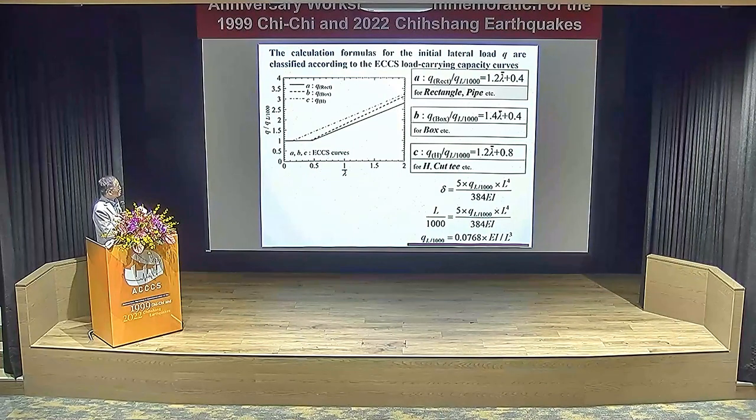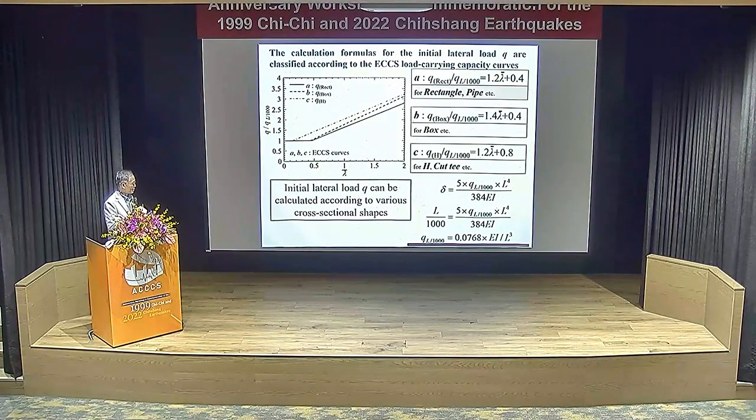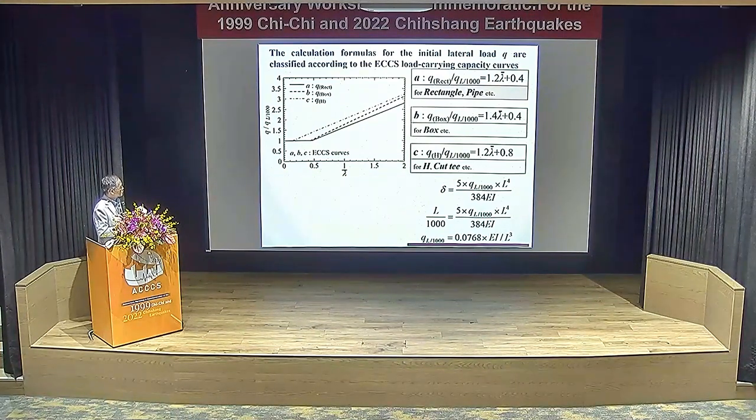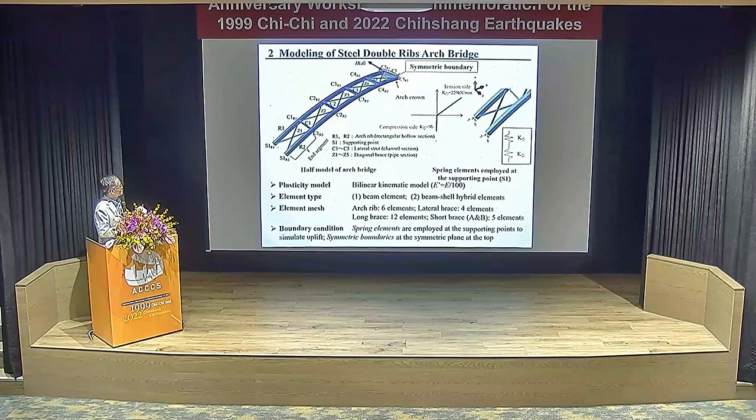According to the ACCCS curves, the different parameters give a different equation. The Q over Qy is calculated by this equation. And then the initial lateral load can be calculated according to various cross-section shapes.